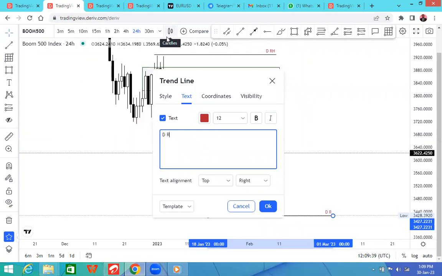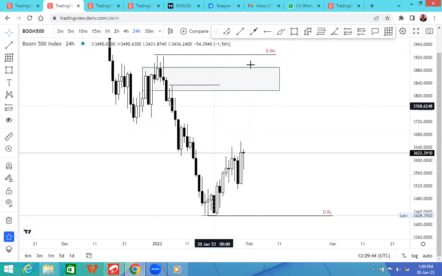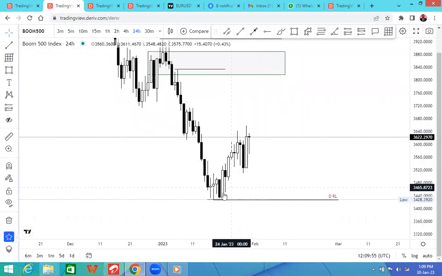Daily range low. I hope you understand all these short forms I'm using. Daily range high and the daily range low. Now price is bullish here. I want to see if I can join this retracement. Here is a range low because it's already retracing.